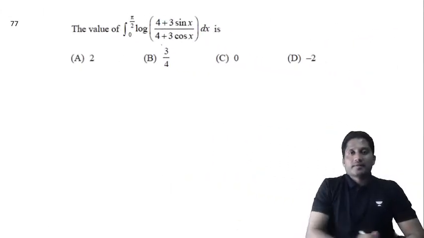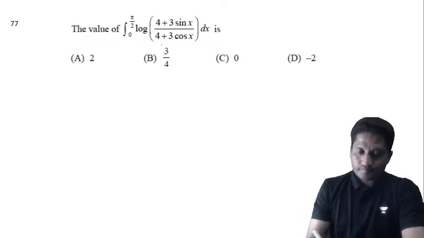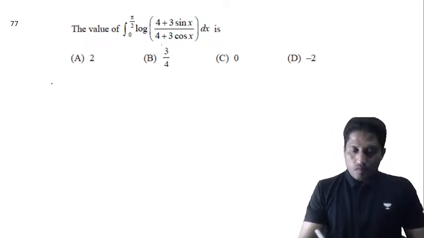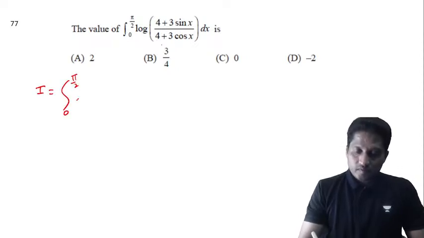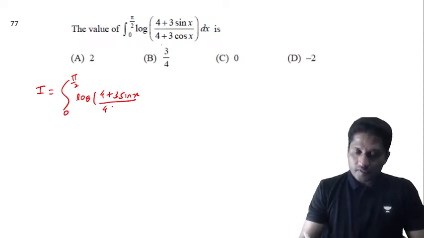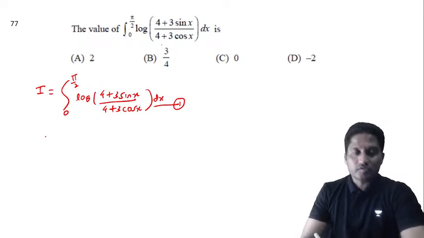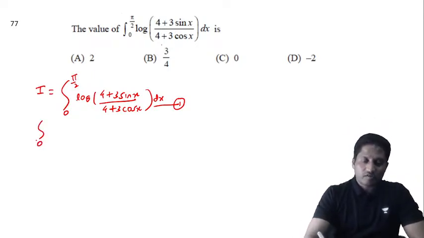Question number 77. You take this as I. I is equal to integration 0 to pi by 2 log of 4 plus 3 sin x divided by 4 plus 3 cos x. Okay, let's call this equation 1. I'm going to use the property. If I use this King's property, 0 to a f of x dx is equal to 0 to a f of a minus x dx.